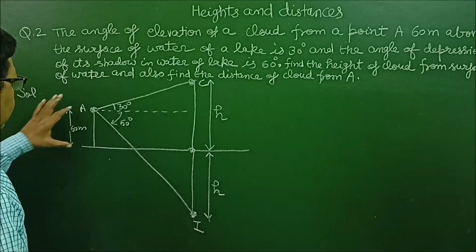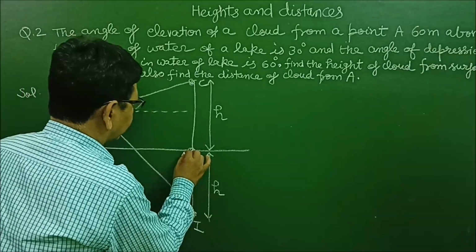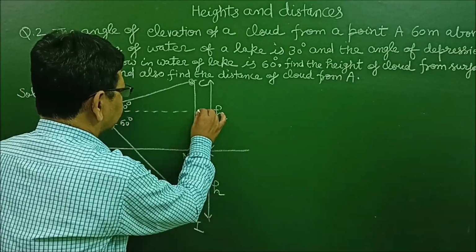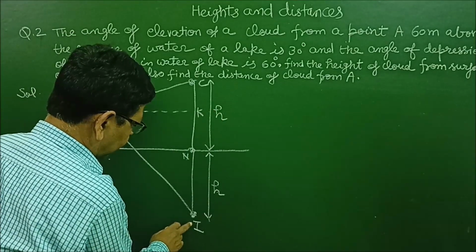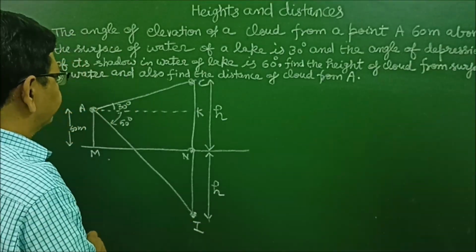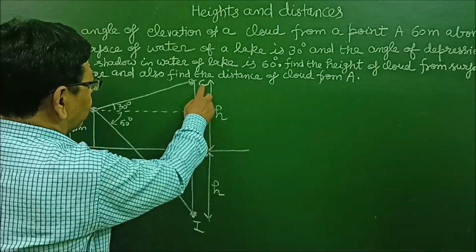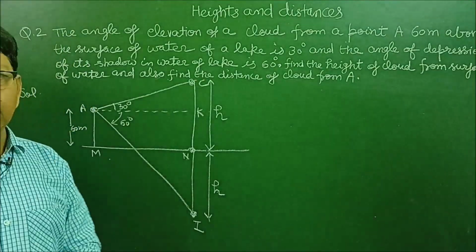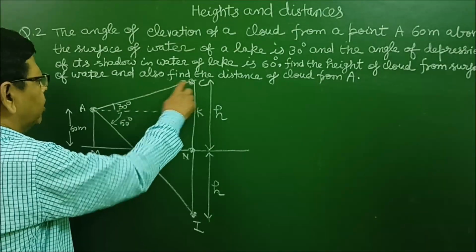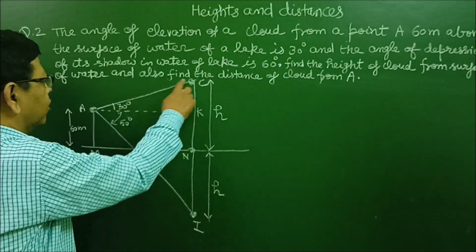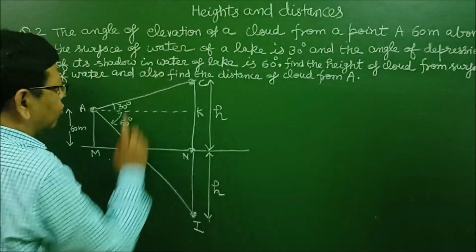Now let us name the points. M, this point is N, and let this point be K, and the point where the image is formed is I. We want to find the height of the cloud from the water surface, that is, we want to find the value of h, and we also want to find the distance of the cloud from the point of observation, यानी कि आपको AC फाइंड करना है. तो आपको AC की वैल्यू फाइंड करनी है और आपको NC की वैल्यू फाइंड करनी है.